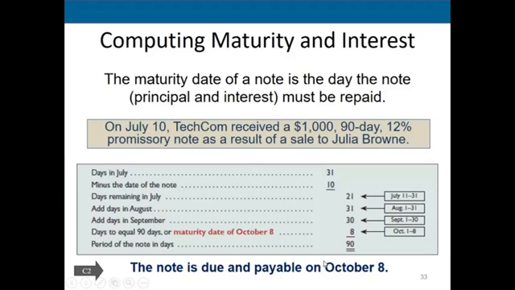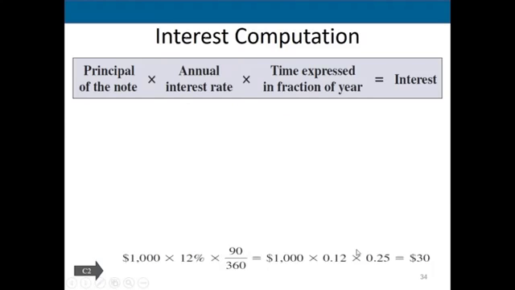I guarantee this is on a test or the final or something somewhere. So make sure that you know how to do this. You take the total number of days of the current month minus the date that you signed the note, and then add in the days of subsequent months until you get to the number of days for your note.